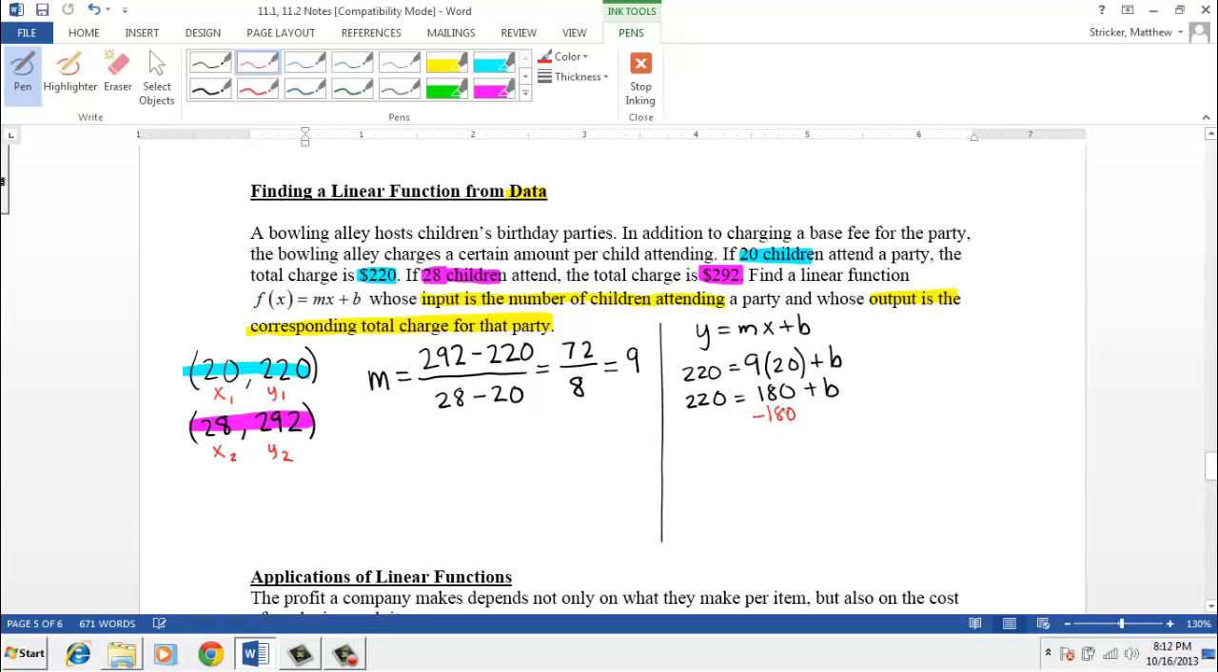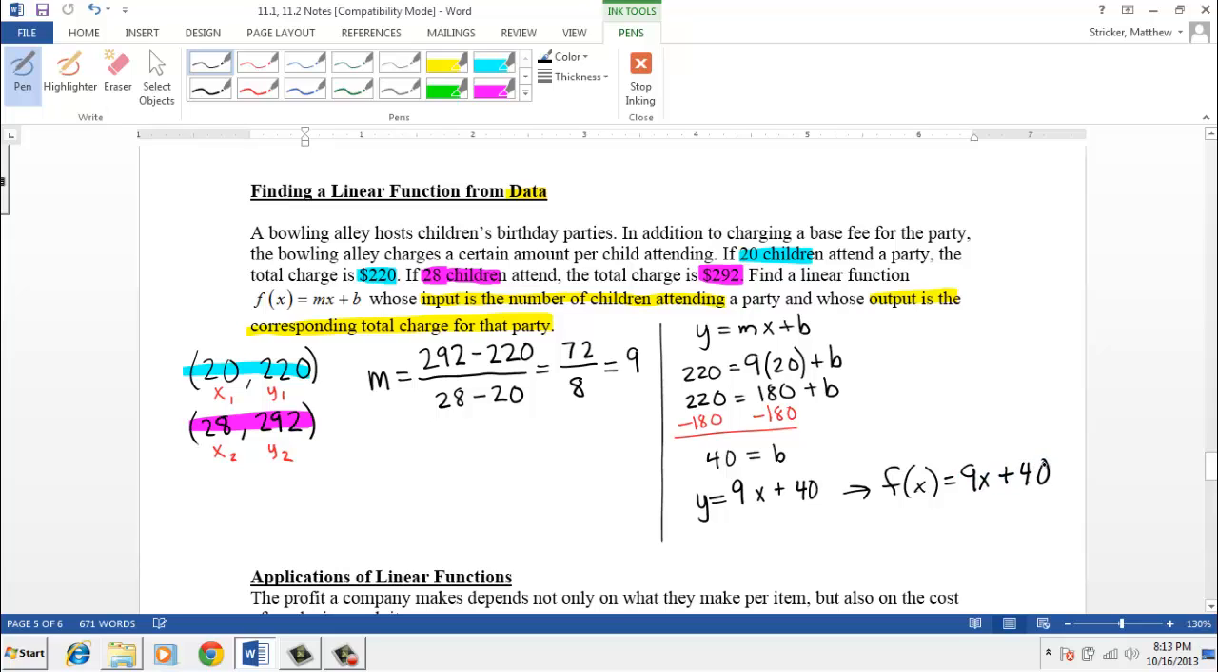And if we subtract away 180, that gives us that b is equal to 40. Which means our function is y equals 40. Excuse me, the slope was not 40, the slope was 9. Y equals 9x plus 40. But they actually wanted a function, so we're going to call this f of x equals 9x plus 40.